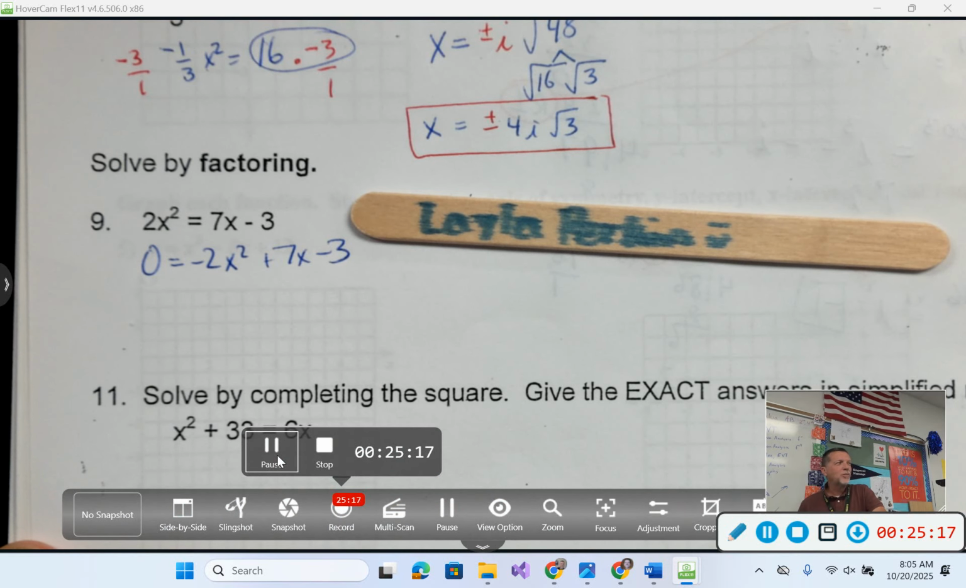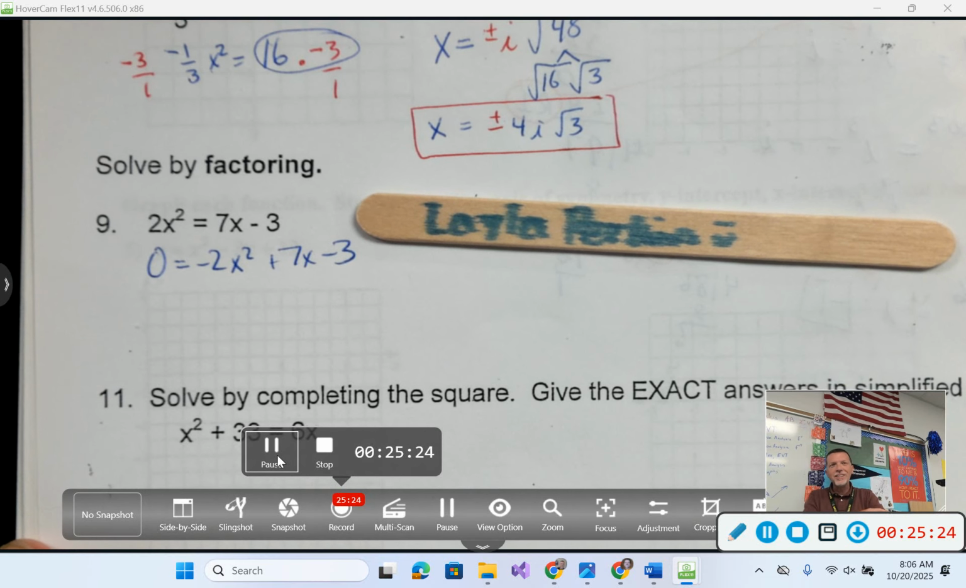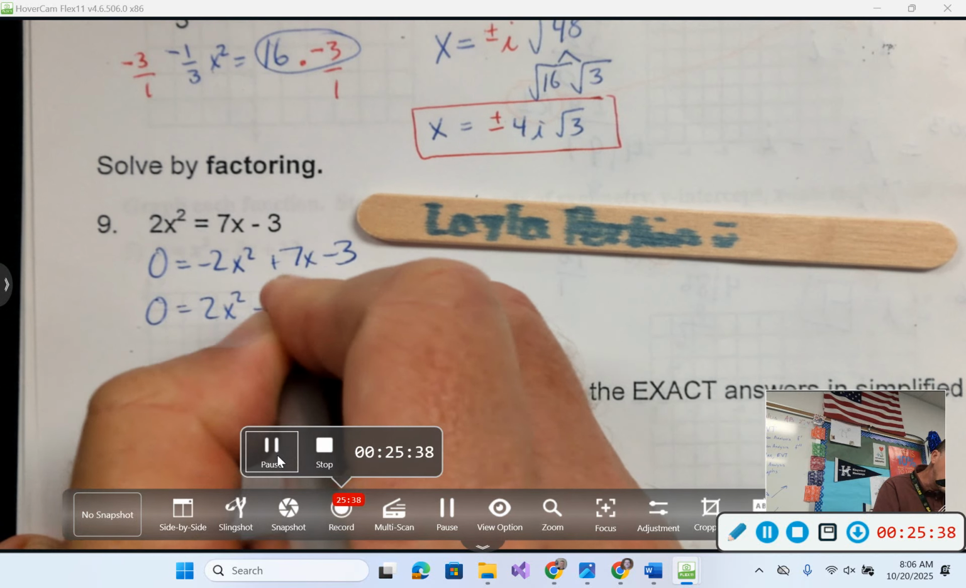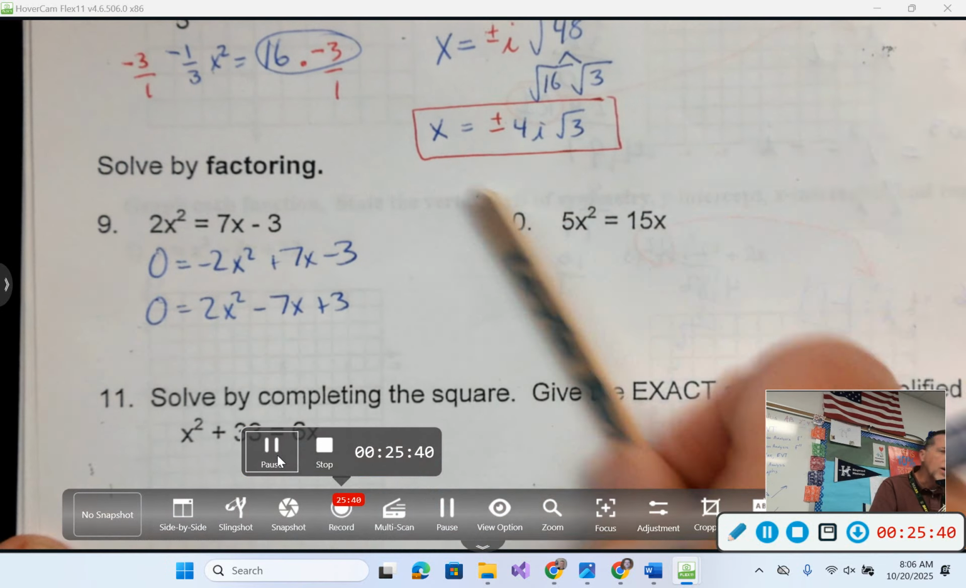Isn't that what you said to do? Move the 2x squared over? Okay. So take out the negative. So what's another way to do exactly what Layla said? She did it in 2 steps. I guess the other way would also be 2 things. Move the 7x and the 3 over. Right, move the 7x and the 3 over. Either way, you're going to end up with 2x squared minus 7x plus 3.